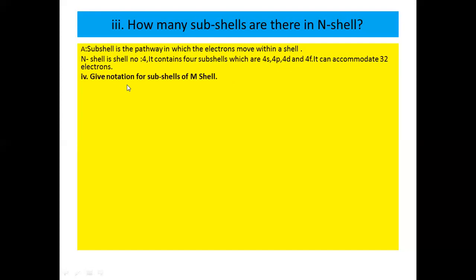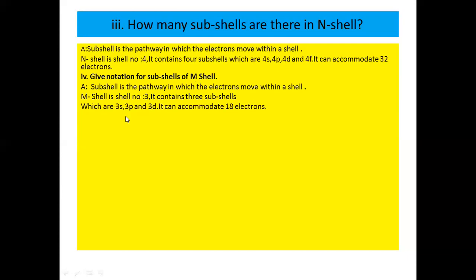Question number 4, give notation for subshells of M shell. Again, first of all, you have to write the definition of subshell. Subshell is the pathway in which the electrons move within a shell. Then you have to mention M shell is which shell. M shell is the third shell, and third shell contains 3 subshells. Those 3 subshells are 3s, 3p, and 3d. So 2 electrons can be accommodated by S, 6 by P, and 10 by D. Total, how many electrons? 18 electrons. So third shell can accommodate 18 electrons.